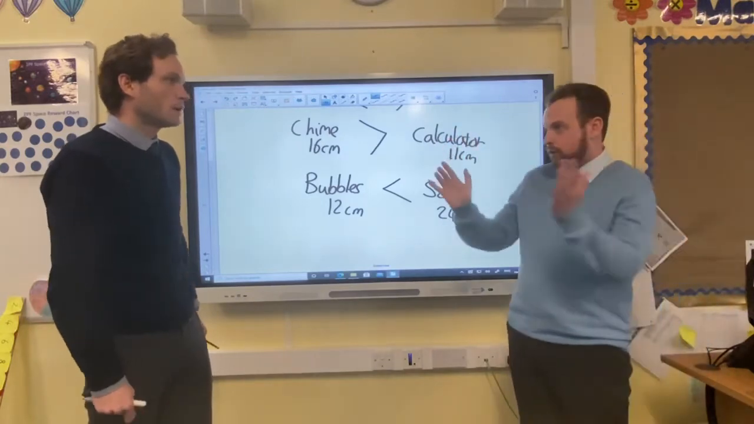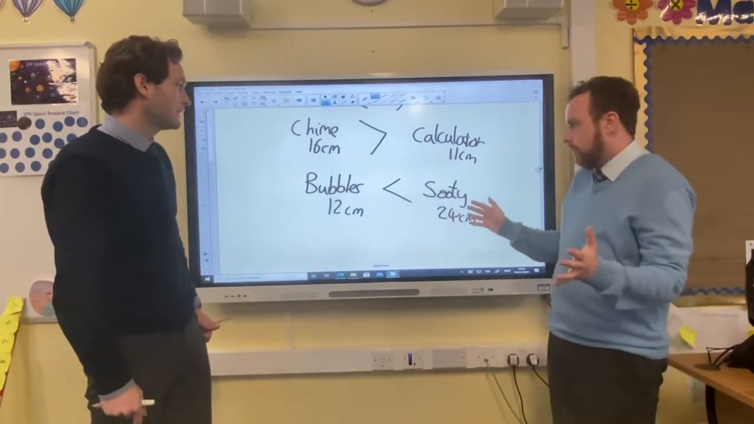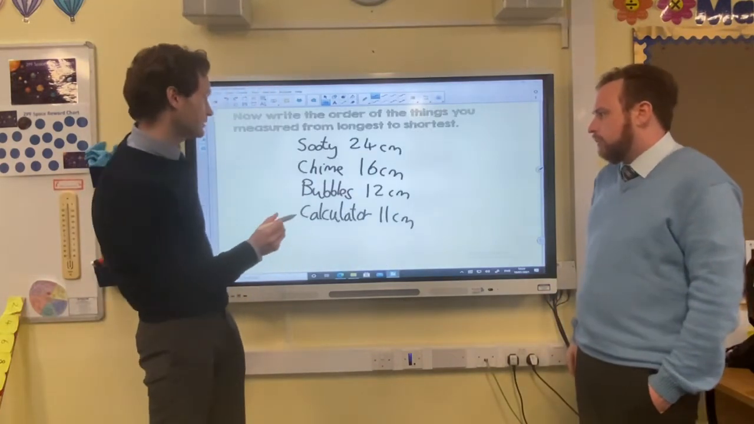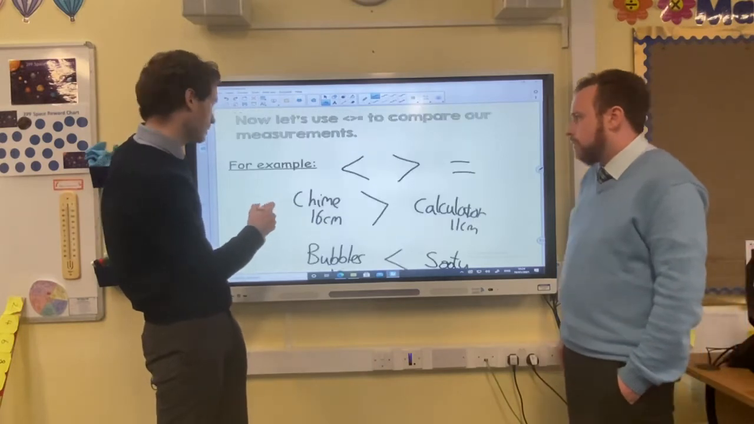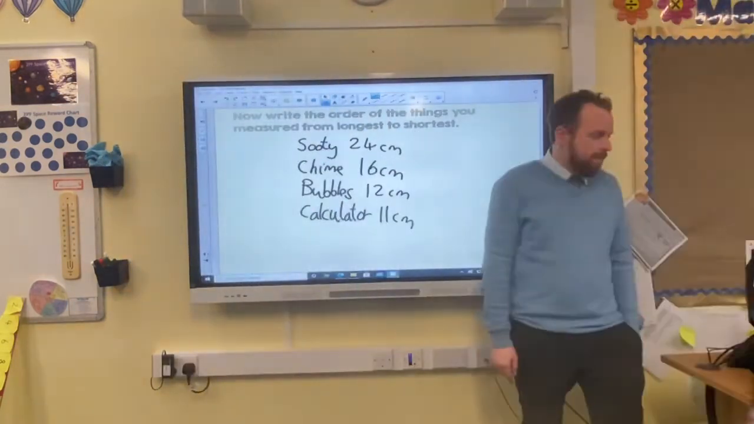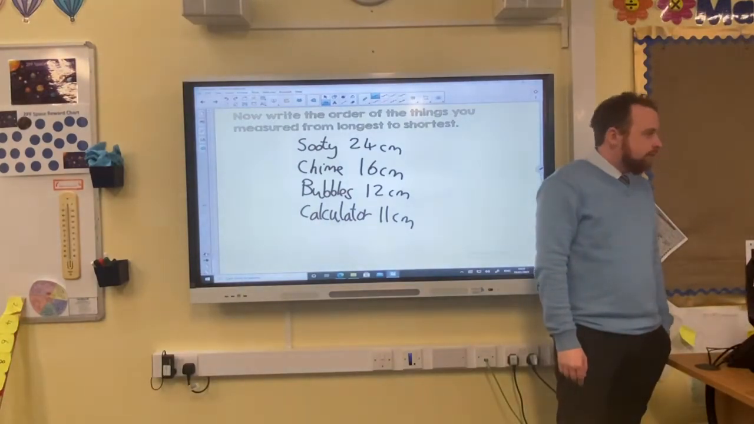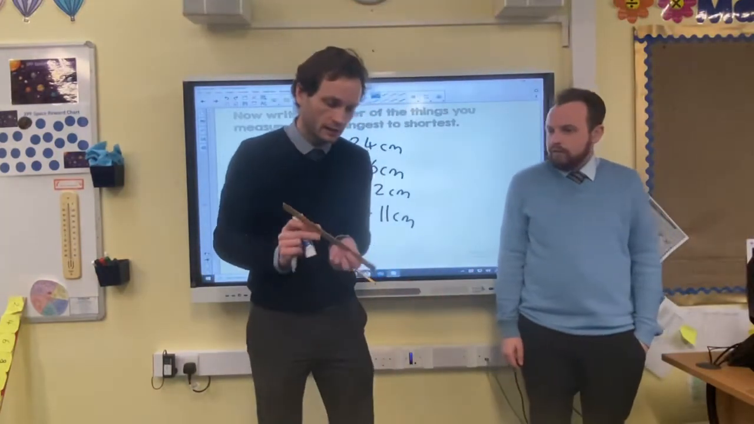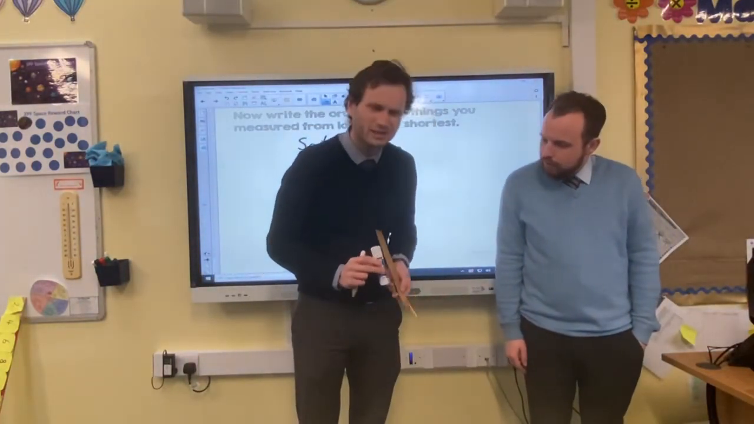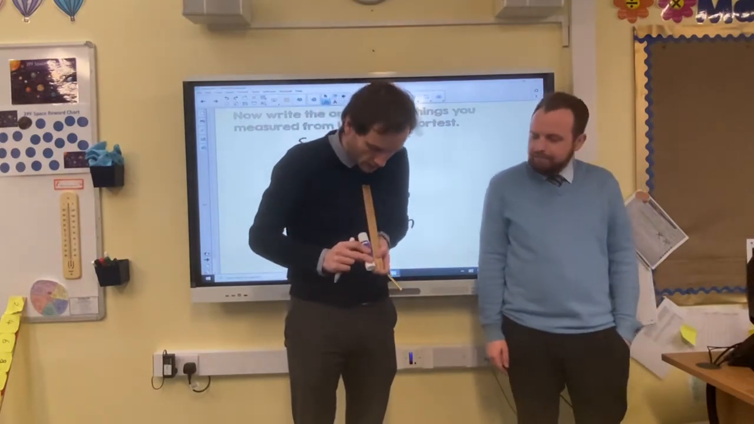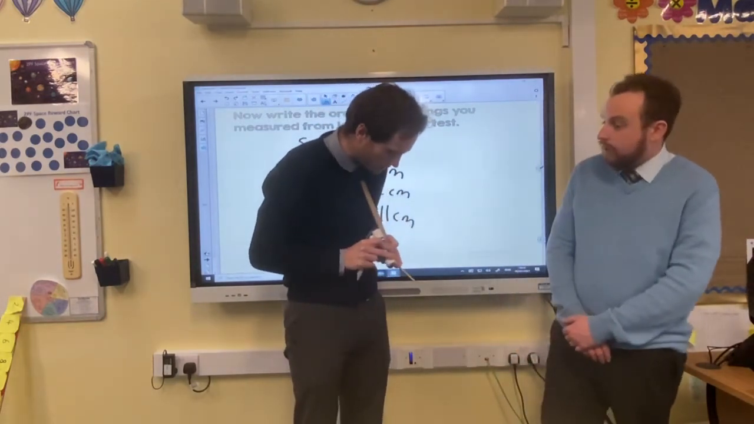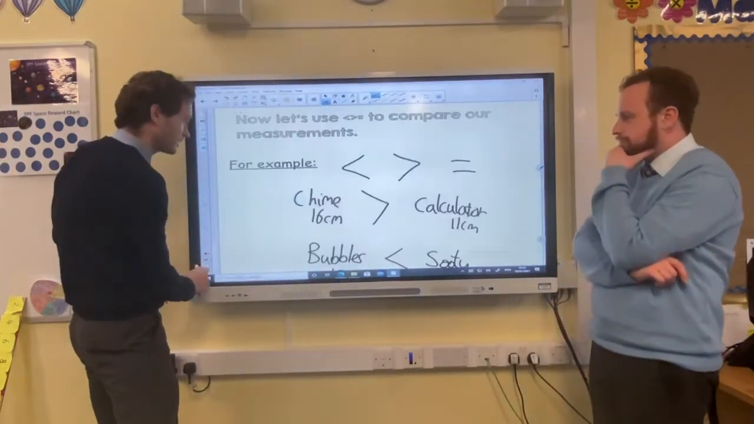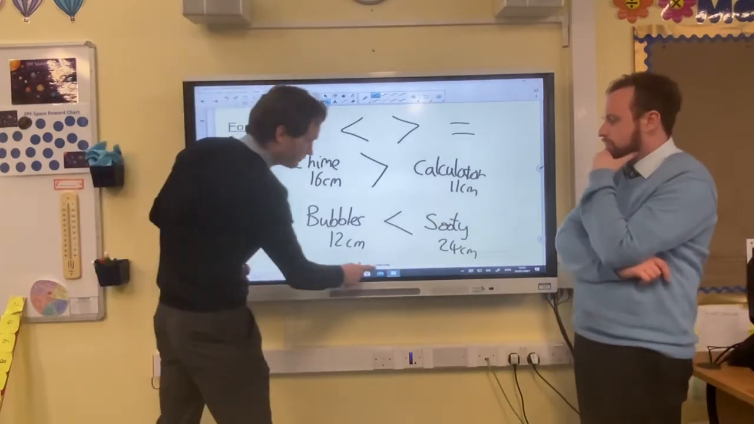Of course, one thing, we didn't have to use the equals, did we? Because all of our objects were different lengths, weren't they? But say they've both been 12 centimetres. Actually, because the bubbles and the calculator were very similar. Wait, you're never going to guess. This is something I prepared earlier. Here's my glue stick. How long is that, Mr. Lake? It is exactly 12 centimetres. 12 centimetres, which is the same as our bubbles, okay? So this is a very interesting one.